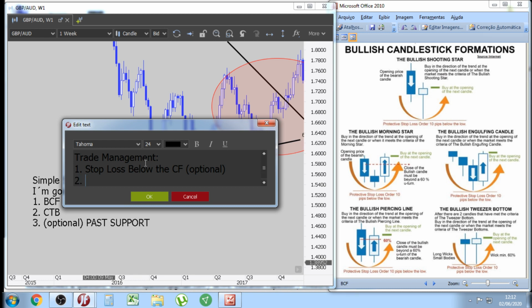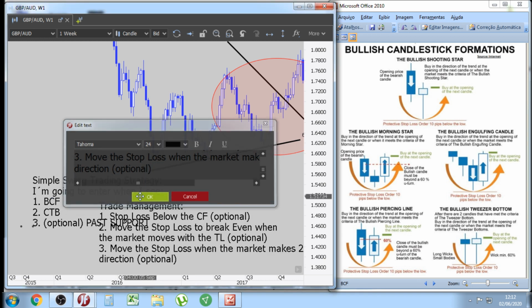Number 2, move the stop loss to break even when the market moves with the trend line. And again, this is optional. Or 3, move the stop loss when the market makes 2 higher highs and 2 higher lows in your direction. Still optional. Okay, everybody?